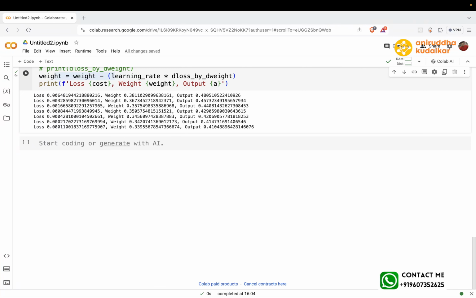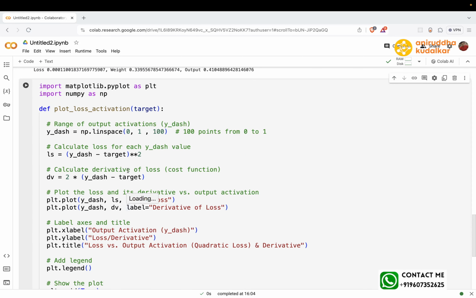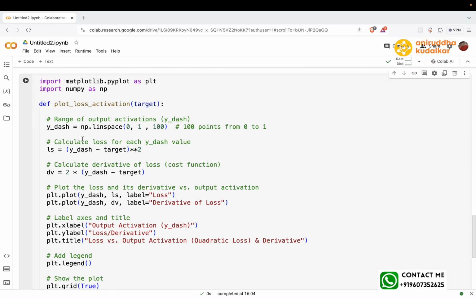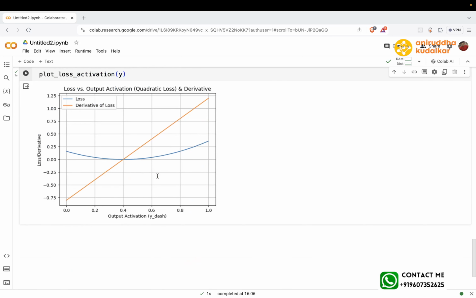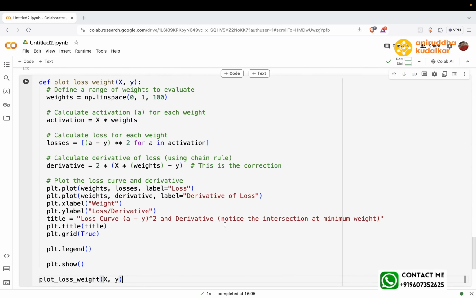Now I have written a few functions to plot these things. I will just copy paste those functions. These are the matplotlib functions. Here you can plot the loss with respect to the activation function, right? Can you see over here? And another function with respect to our data: plot the loss with respect to the weight.